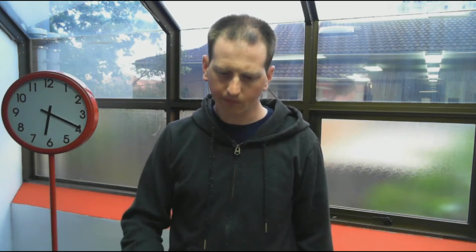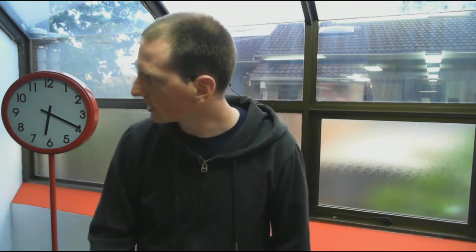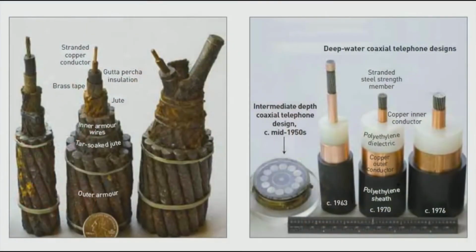But let's look at these guys. So these are the original telegraphic cables. They kind of look homemade. You can see here that there's stranded copper conductor with some brass tape around it, tar-soaked jute. Don't know what the jute is, and then some outer armour, which is like steel cables.